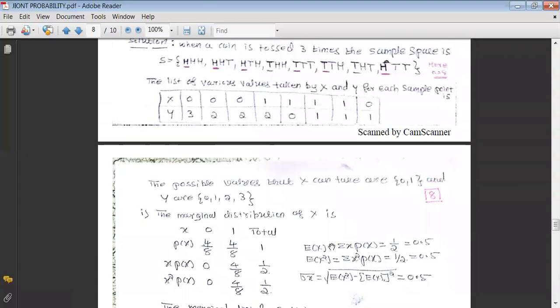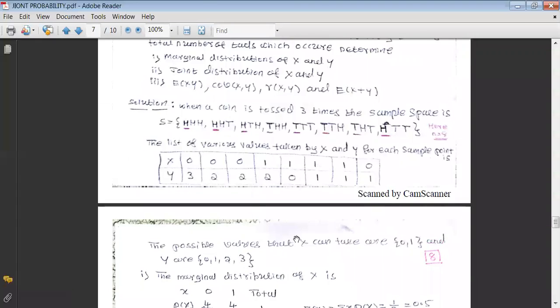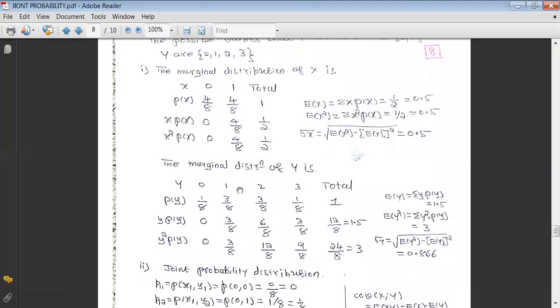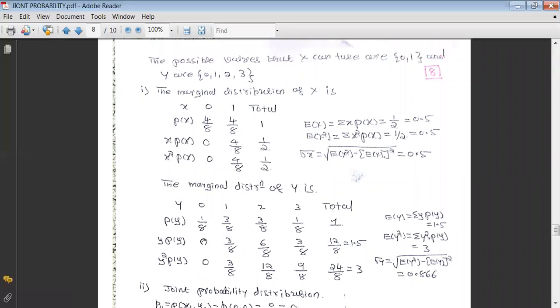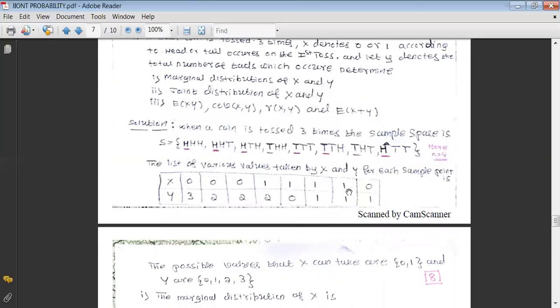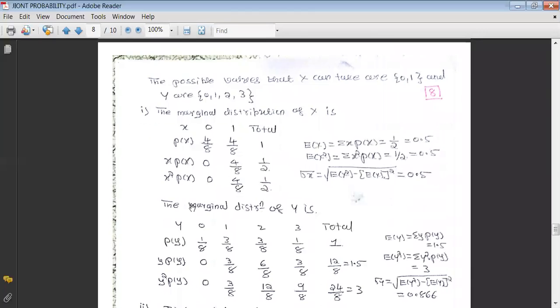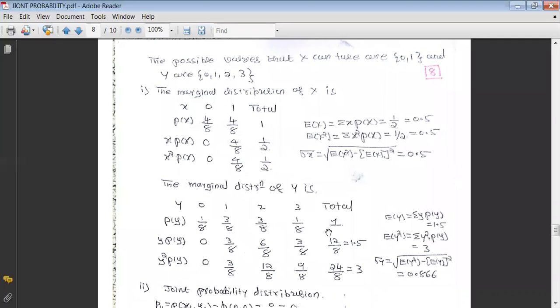Now, as we know, the values taken by y are 0, 1, 2, 3. First, let us write the values taken by y. And we know n equals 8. Generally, probability is obtained by m by n. M is the favorable, n is the total. And we know already the total is 8. That's why for each denominator we have written 8 first.